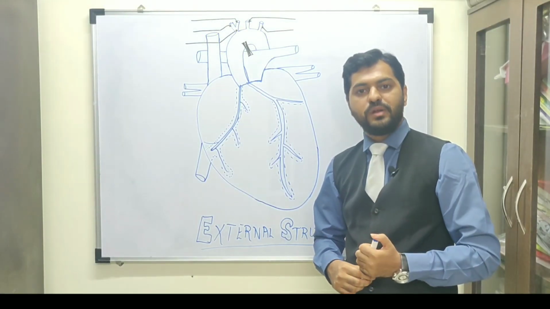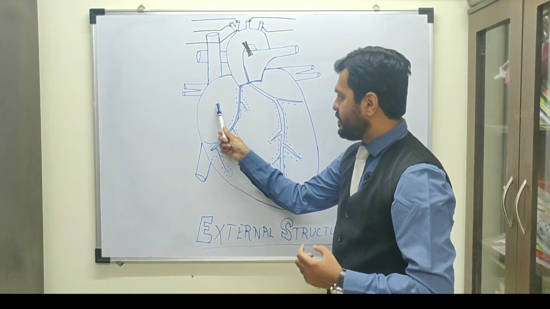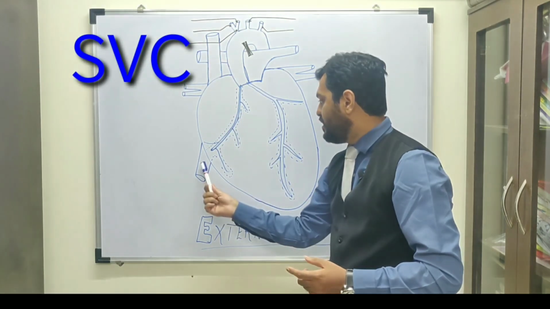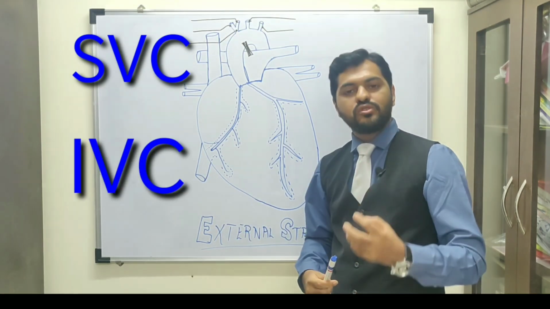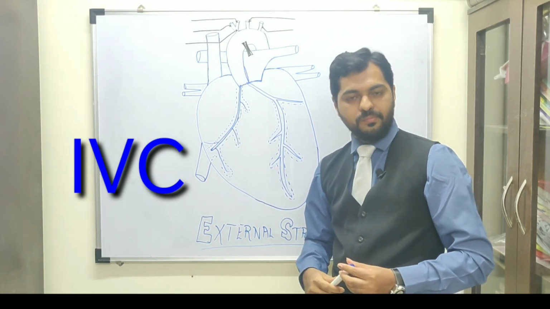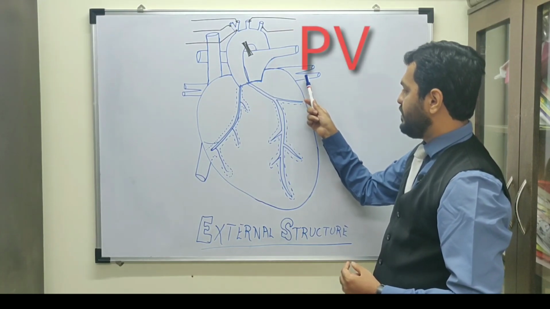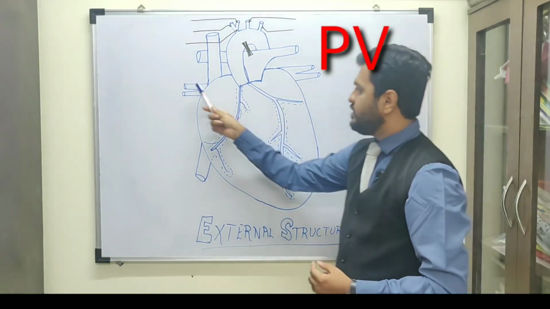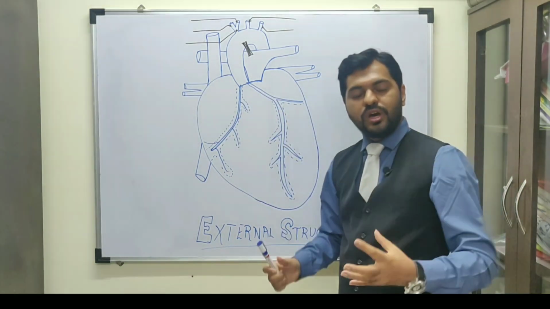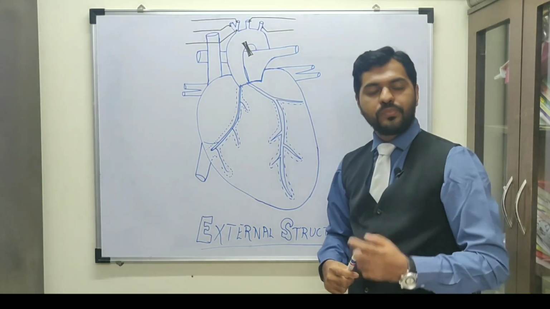Now to mention certain blood vessels opening into the right atrium: this part is the SVC, the superior vena cava, and this is the inferior vena cava, which transport deoxygenated blood and open into the right atrium. Similarly, in the left atrium there is the opening of these two pulmonary veins coming from the left side and these two pulmonary veins coming from the right side. So there are four pulmonary veins bringing blood from the lungs into the left atrium.